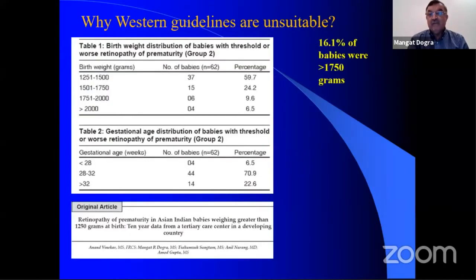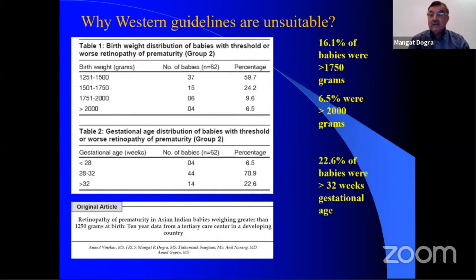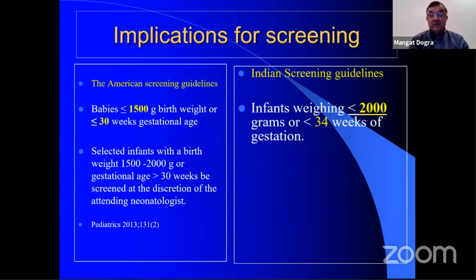This was his thesis: 16% of the babies in this were above 1750 grams. These are the babies who required treatment or had severe ROP. And 6.5% were above 2 kgs. Not only that, 23% of the babies had more than 32 weeks of period of gestation. So this helped us change the indication as far as the guidelines are concerned.